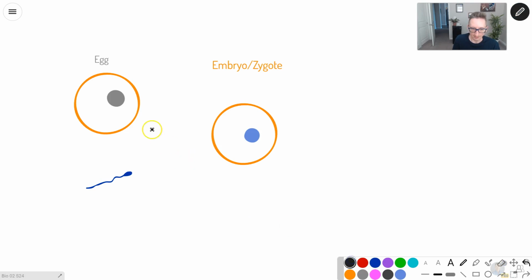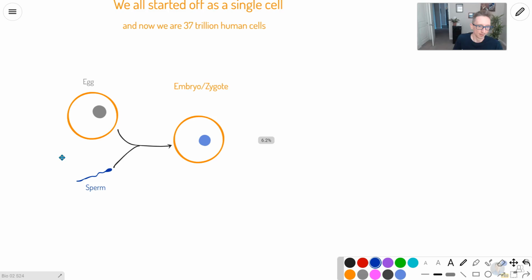Okay, so these guys fused together to make this. And this is obviously a sperm, a little spermy boy. All right, and then we got one cell. This was us.